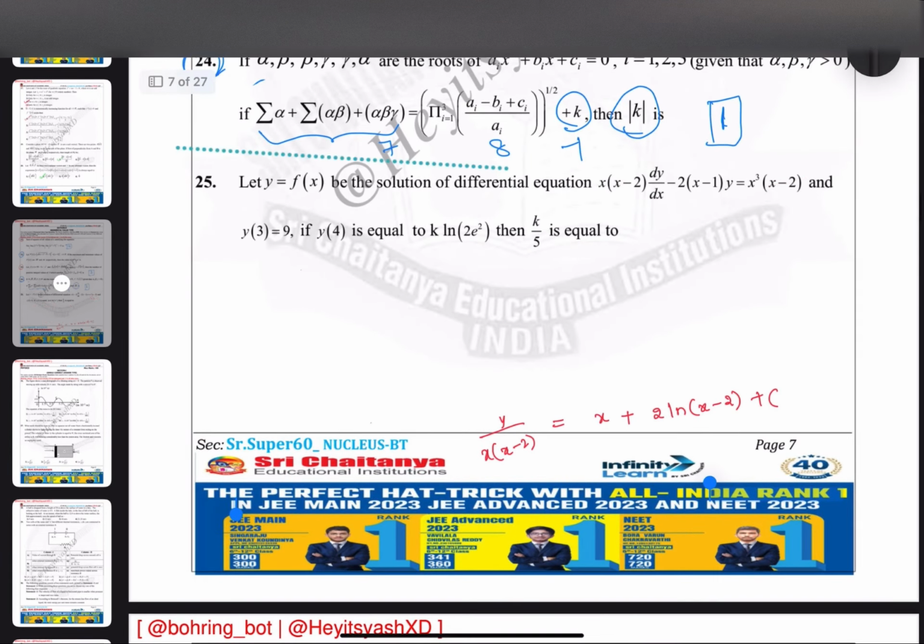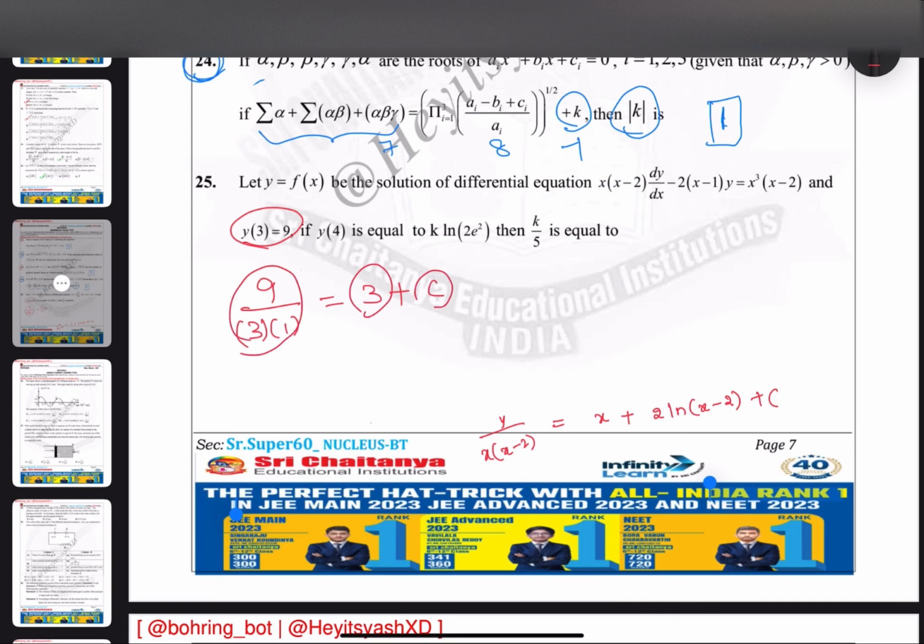So y of 3 is 9, that is given. So 9 by 3 into 1 is equal to 3 plus 2 ln 1, ln 1 is 0, plus c. This is 3, this is 3. So c is equal to 0. Therefore, there is no arbitrary constant. Now y of 4 we have to find out.